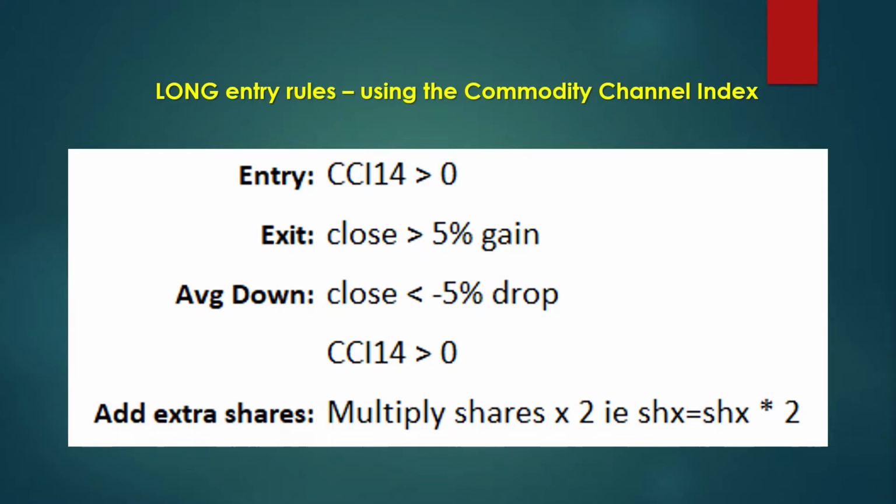I'm about to demonstrate the entry and exit strategy with two scenarios. The first scenario is where we enter the trade when the Commodity Channel Index 14 period crosses over the zero line. We exit the trade when the closing price gains at least 5%, and we average down when the close of the day declines by at least 5% when the CCI14 breaks above the zero line. We then buy double the quantity of shares from the previous trade we made. Now this is our regular strategy we use, and we're now testing it against some other strategies to see which one comes out on top.